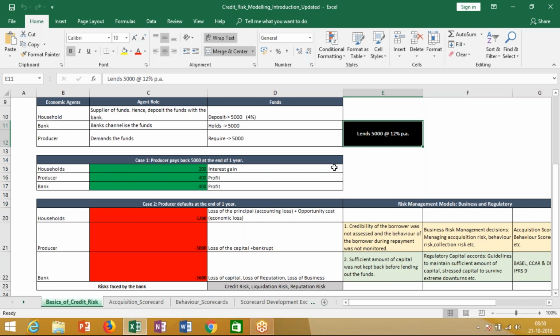Now, as we look into households, producers, and the bank, in the second case, when a borrower defaults or doesn't pay back the entire money, what happens? When the producer defaults at the end of the year, there are certain risks and certain questions which are posed. The first question that comes out to us is that the borrower's credibility was not checked when the credit was being given out to him. The credibility of the borrower was not assessed, and the behavior of the borrower during repayment was not monitored.